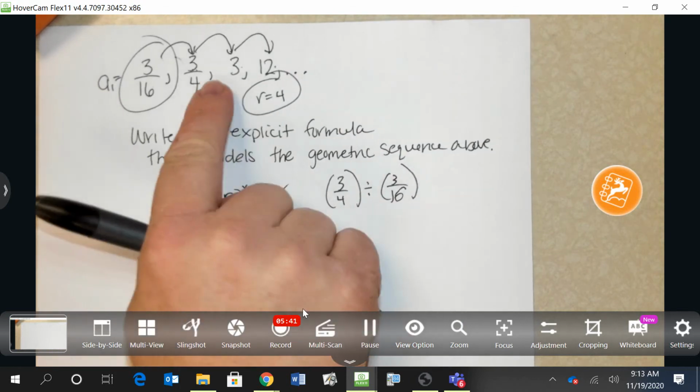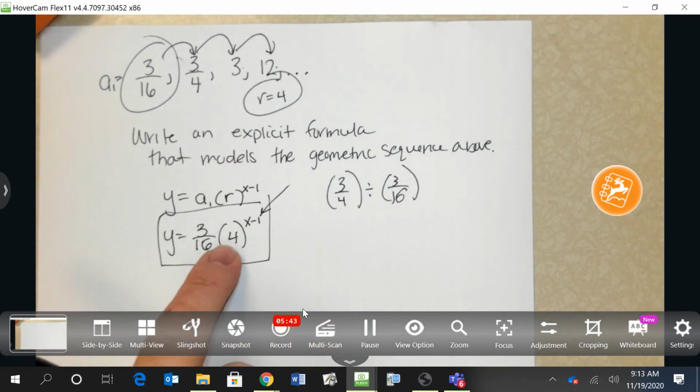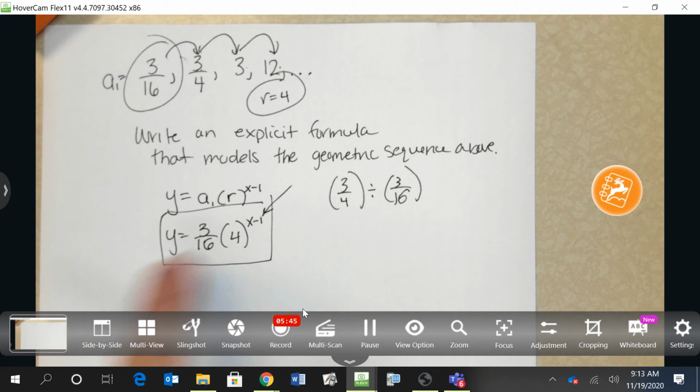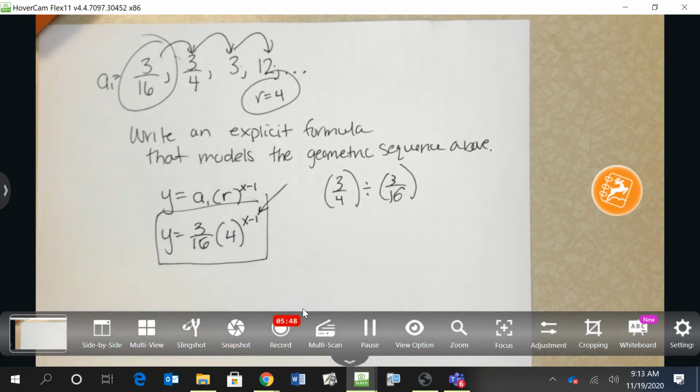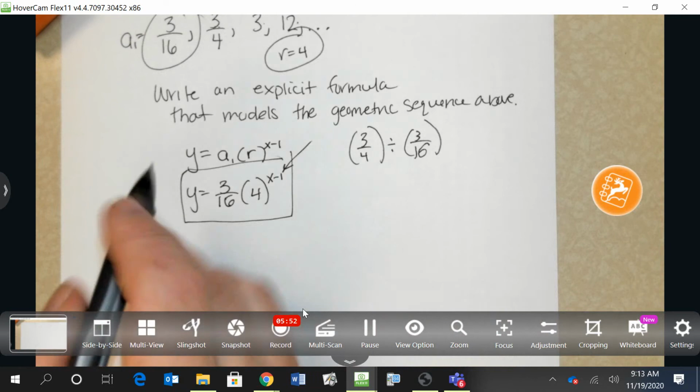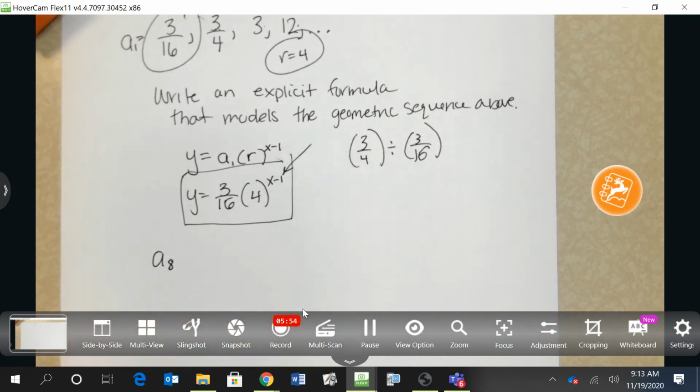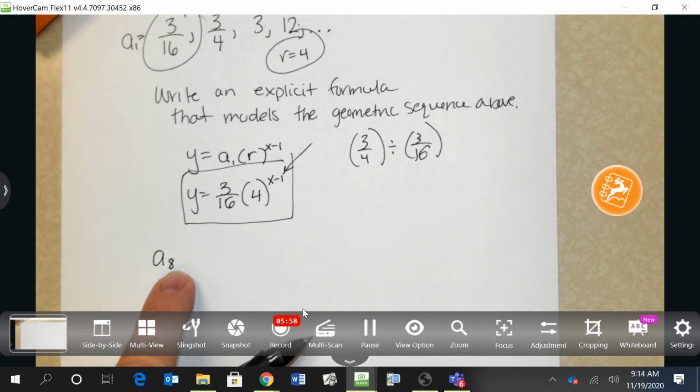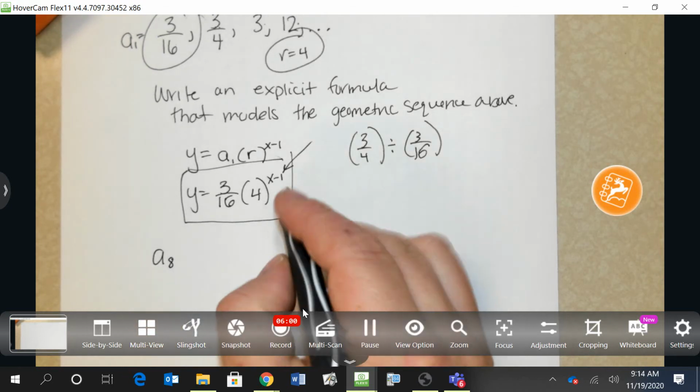Remember, this is going to help us go back to the previous number and then take it times 4 to get to the next number. This is the equation. Now, what if we were asked to find the 8th number in the sequence? So the 8th number in the sequence, that's what I'm trying to find right now.